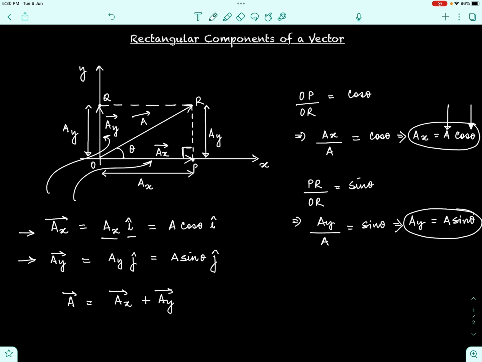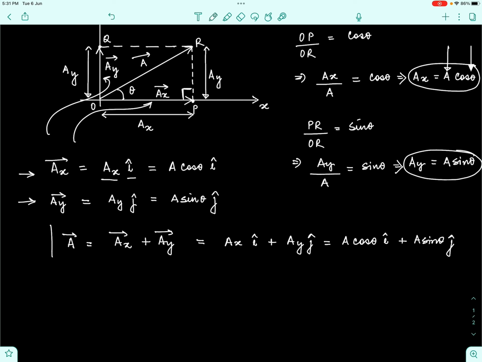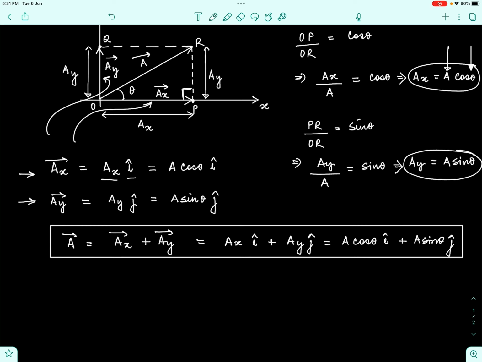Now, moving further, we can also write this as AX i cap plus AY j cap, right? Vector AX and AY can also be written like this, which if we want, we can also write as A cos theta i cap plus A sin theta j cap, right? So, we say that in general a vector A can always be written in terms of its rectangular components.